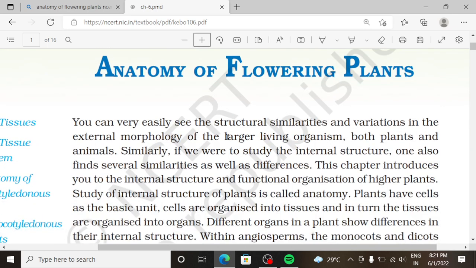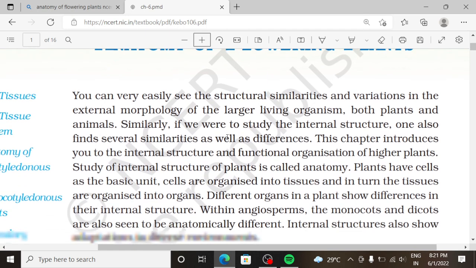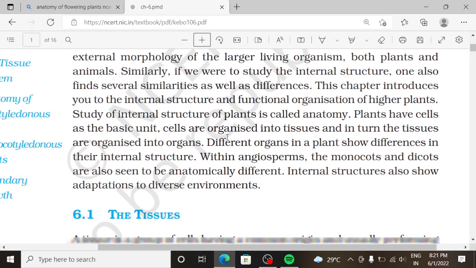You can very easily see the structural similarities and variations in external morphology of the larger living organisms, both plants and animals. Similarly, if we were to study the internal structure, one also finds several similarities as well as differences. This chapter introduces you to the internal structure and functional organization of higher plants. Study of the internal structure of plants is called anatomy.